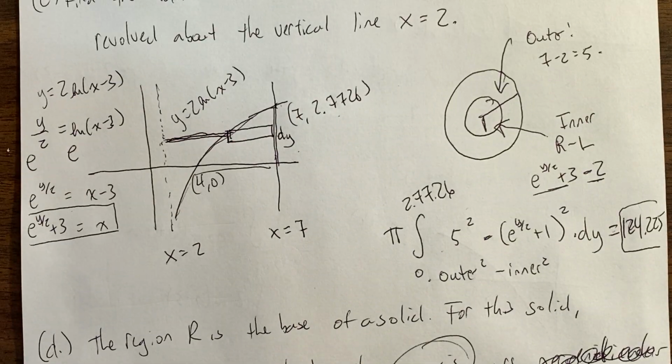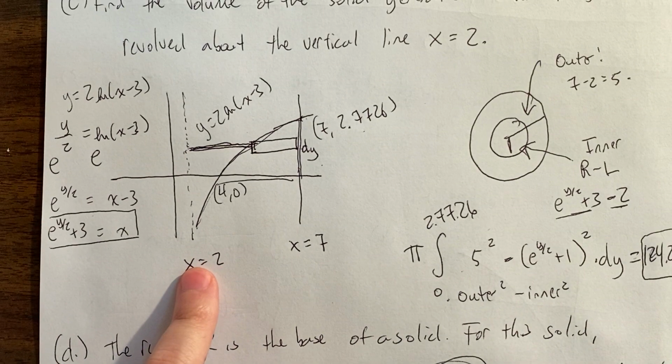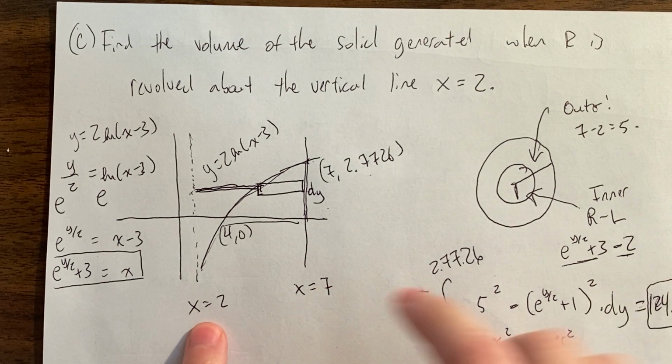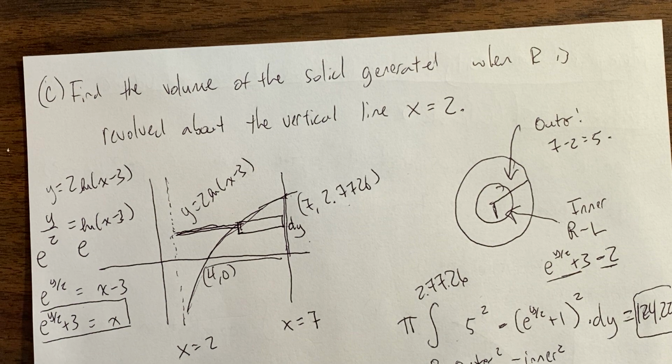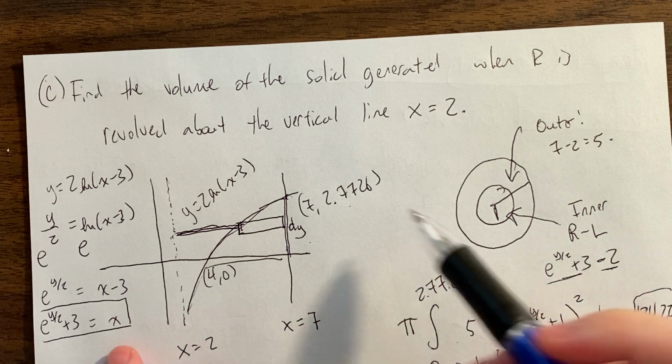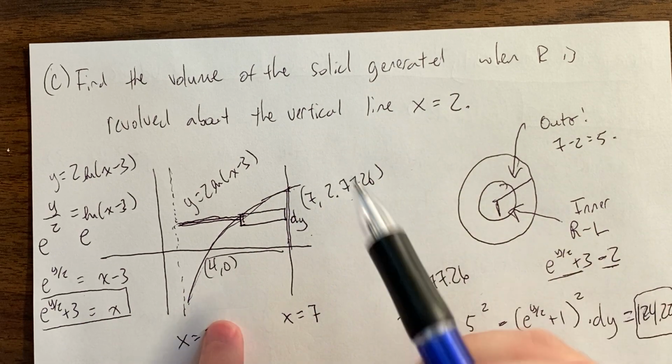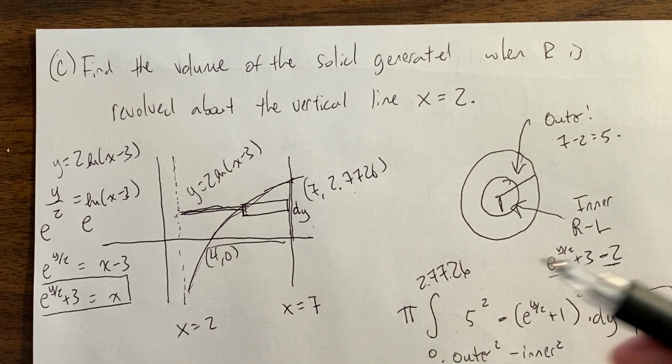The new thing was converting everything to y's. So why did we have to do that? Well, we were rotating around a vertical line instead. Where's my pen so I can point to things? I've lost my pen. Okay, great. So we were doing a vertical line instead. So everything is going to be y's instead.